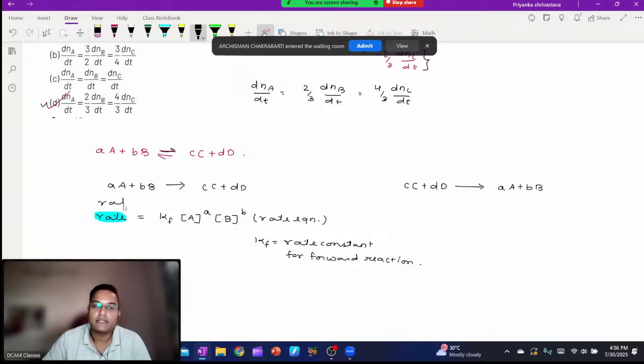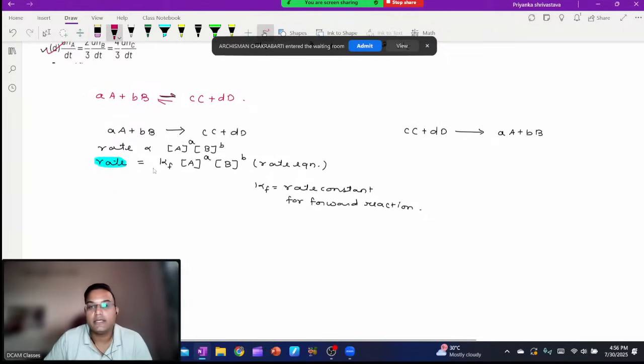This is a proportionality constant. Actually, we write: rate is proportional to concentration of A raised to its coefficient into concentration of B raised to its coefficient. Now this rate is equal to Kf, the proportionality constant, into A power a into B power b. Now this is for forward. In the same way, rate for backward will be equal to the rate constant for backward reaction into concentration of C raised to power c into concentration of D raised to power d. This is how we frame the equation.